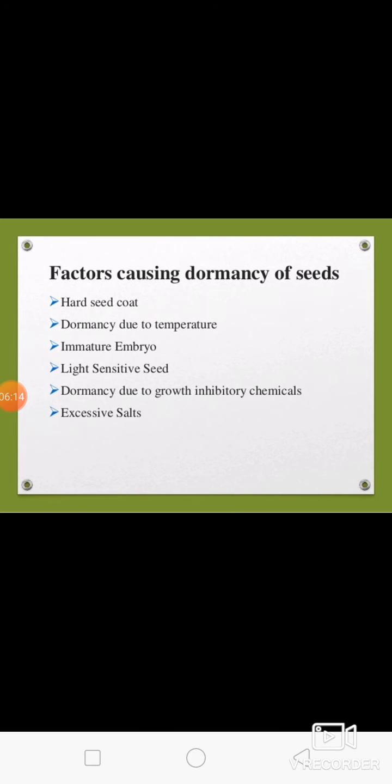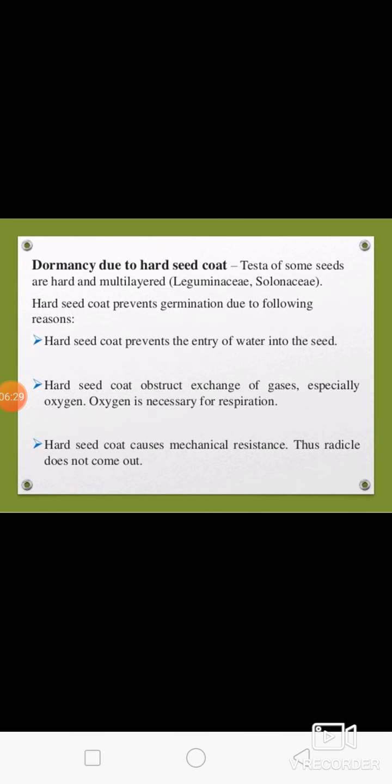Factors causing dormancy of seeds: hard seed coat, temperature, immature embryo, light sensitive seed, growth inhibitor chemicals and excessive salt. Dormancy due to hard seed coat. Testa of some seeds are hard and multilayered. Hard seed coat prevents germination due to the following reasons.